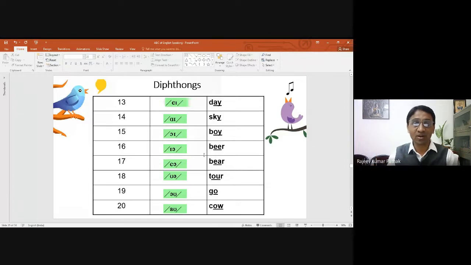That's why they are called vowel glides. A as in day, say, nay. Okay, A sound. Then the 14th is the I sound, as in sky, by, why. Number 15 is the oi sound, as in boy, toy, joy, and similar words. Number 16 is the ear sound, ear.